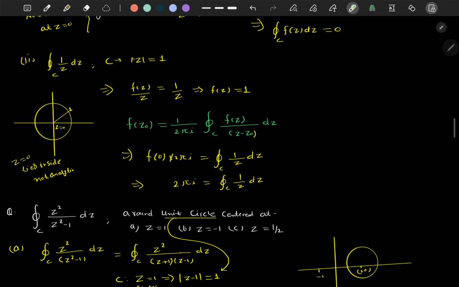Now suppose we have z equal to 1. So z equal to 0, the point at which the function is not analytic, the singular point, is lying inside. What is happening here? The singular point is lying inside the circle.